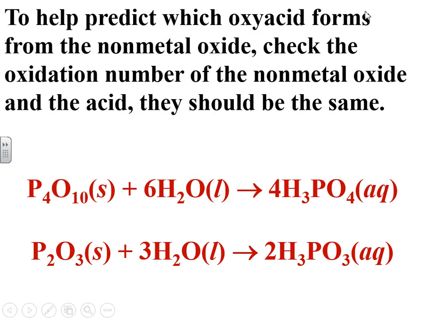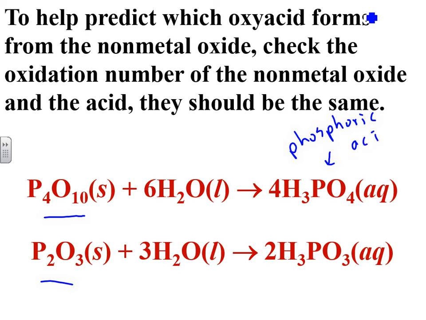Now, with nonmetal oxides, it could get a little tougher to see what the acid would be. In the case of phosphorus, for example, phosphorus oxides come in 2 varieties, P4O10 and P2O3. And what happens is they form the 2 possible phosphorus oxyacids, which are phosphoric acid. Remember, this is phosphoric because you have phosphate, ate becomes ic, and then here you have phosphorous acid.